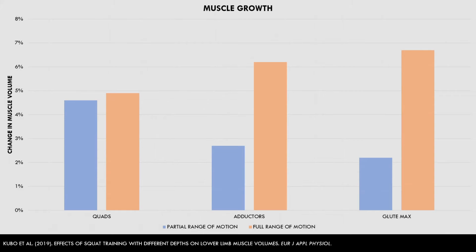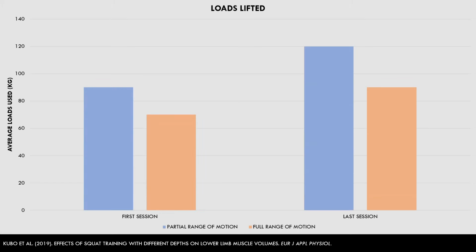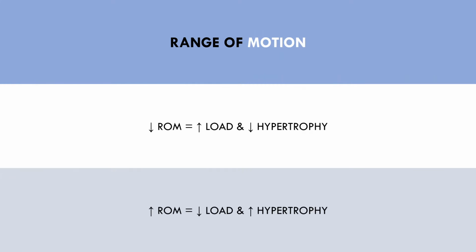However, we can also see here that the average loads lifted in the partial range group, shown in the blue bars, were significantly heavier than the loads lifted in the full range condition. This suggests that although training with a shorter range of motion allows heavier loads to be lifted, it seems to be inferior for muscle growth. So it seems that we should preference full range of motion lifting at the expense of lightening loads in order to maximize muscle growth. Next, let's look at tempo.